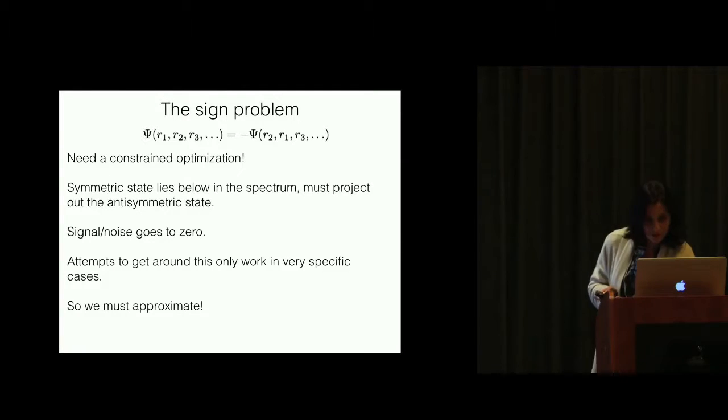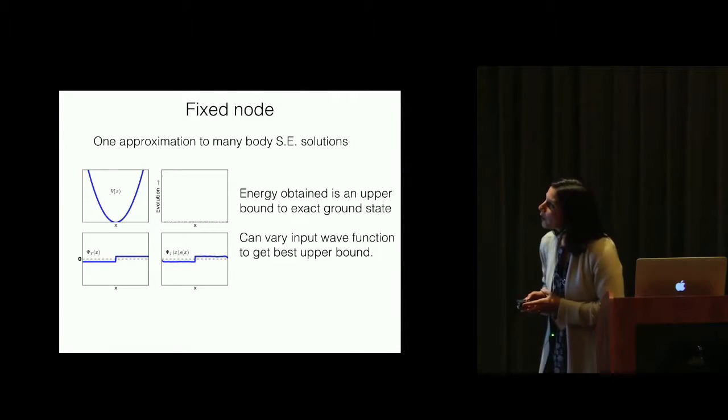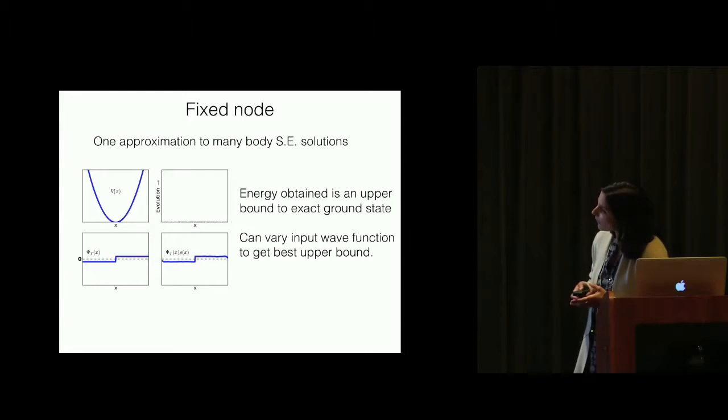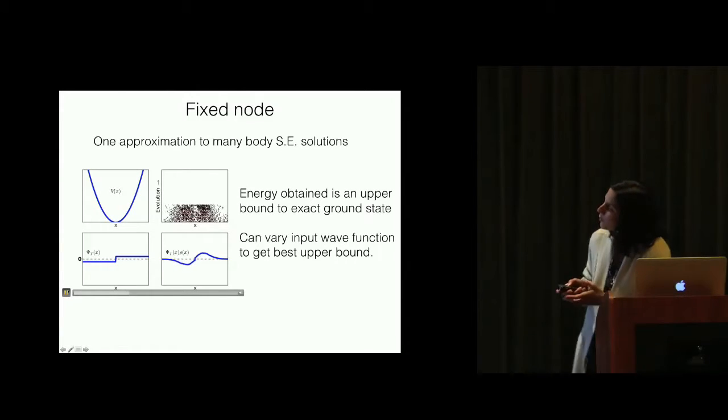The approximation that we're going to introduce is called the fixed node approximation. This is one approximation to many-body Schrodinger equation solutions. The idea here is that, so here's the same potential. Now my trial wave function has a node in it here. And once again, I'm going to initiate the process, and I'm going to see where things go.